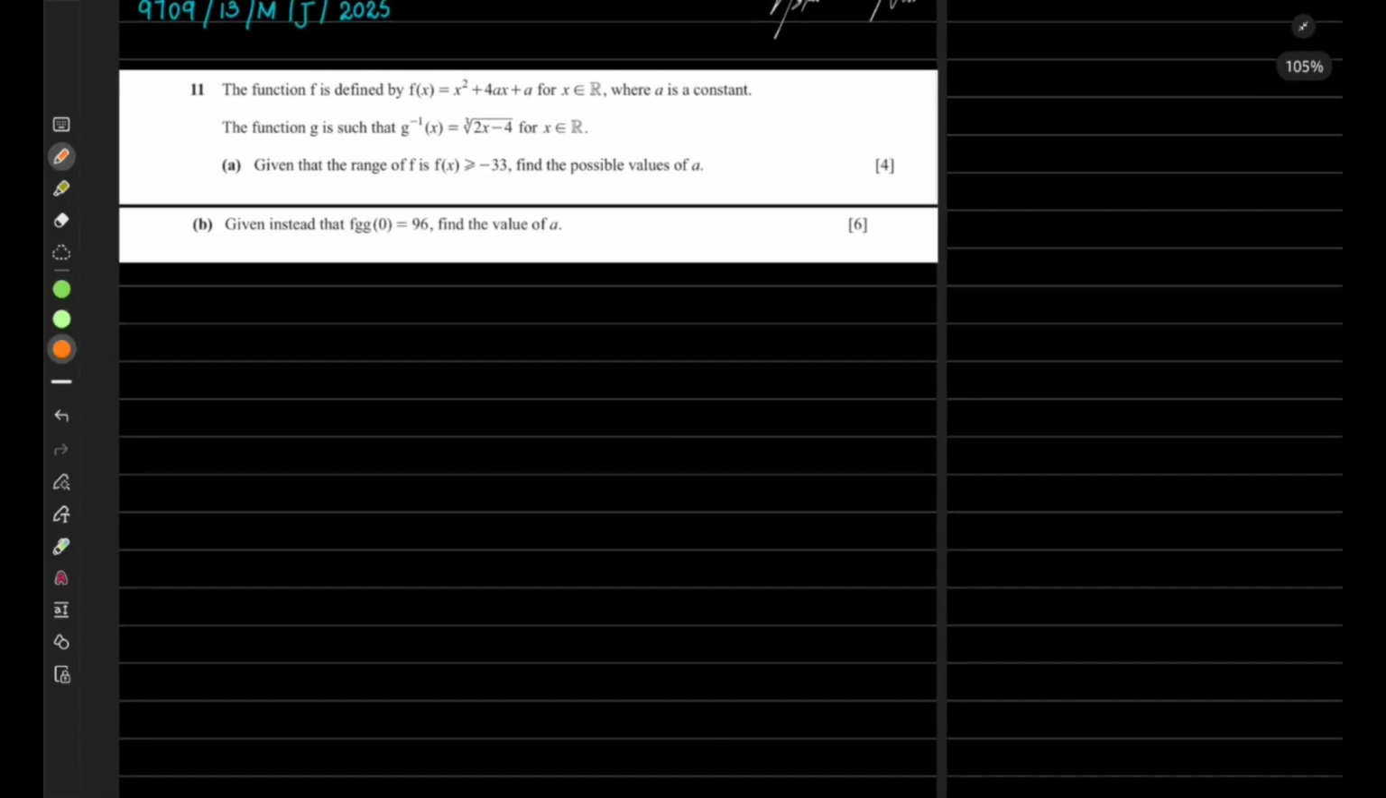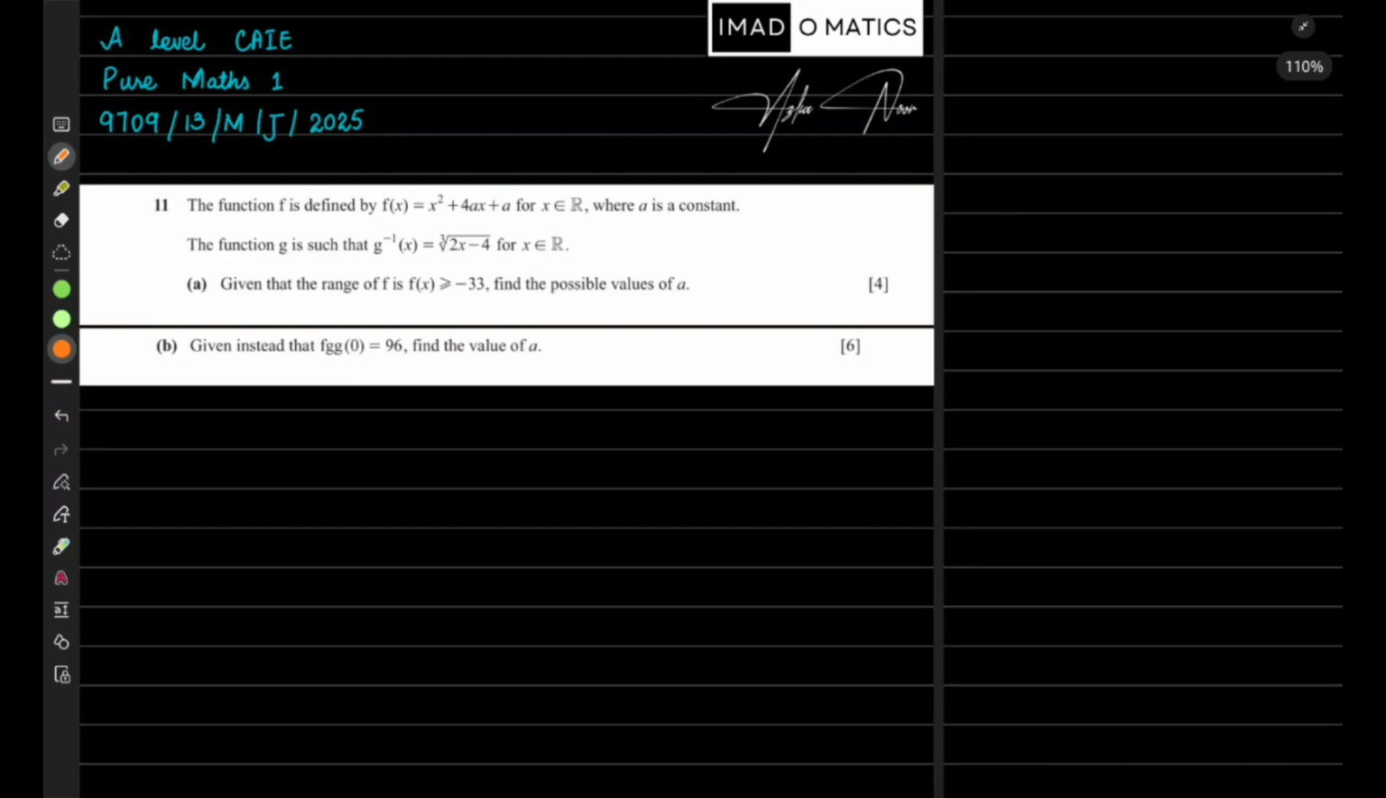And we are doing the last question, question 11, of this paper. Question 11 says the function f is defined by f of x equals x squared plus 4ax plus a, for x a member of R, x is a real number, where a is a constant. Function g is such that g inverse is this. Now in part A they are just referring to function f. They say that given that the range of f of x is greater than or equal to minus 33, find the possible values of a.